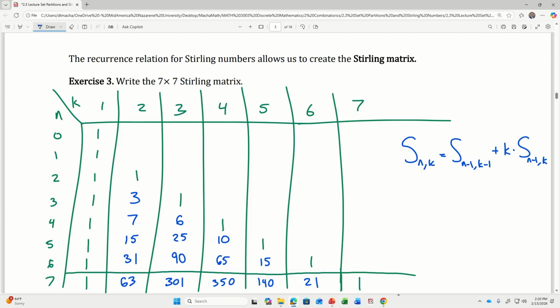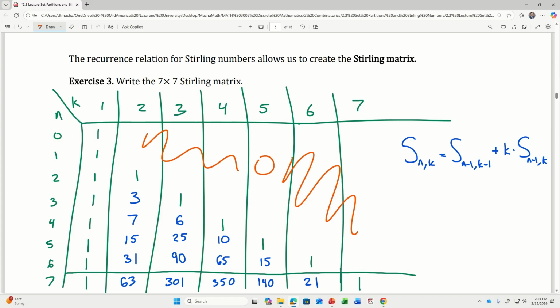I got it. All of the stuff above here is 0, by the way, right? Because I can't partition a set of size 3 into 4 blocks, right? Because blocks should be non-empty disjoint subsets. And so all that stuff above the diagonal is zeros. Yeah, that's it. So you can use that recurrence relation to fill in the Stirling matrix.